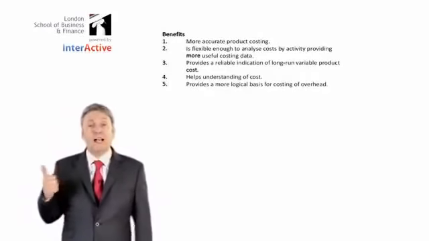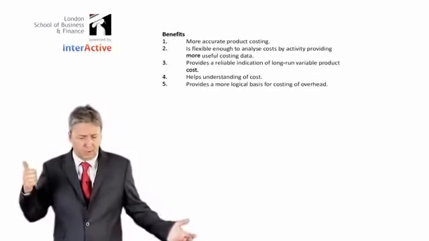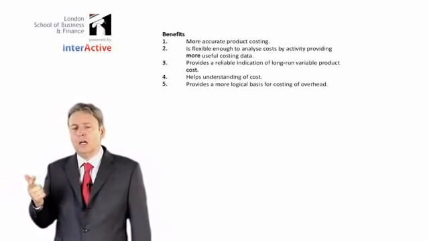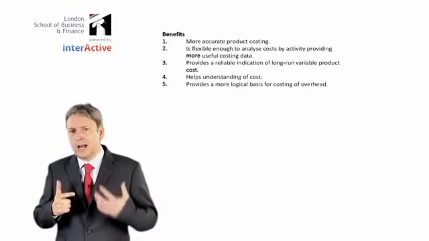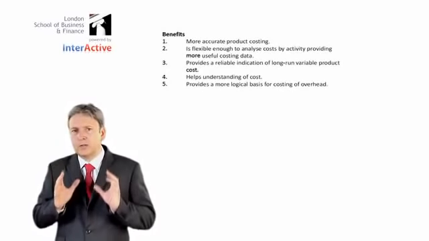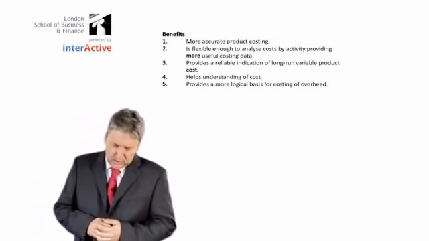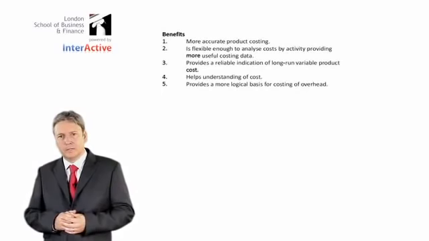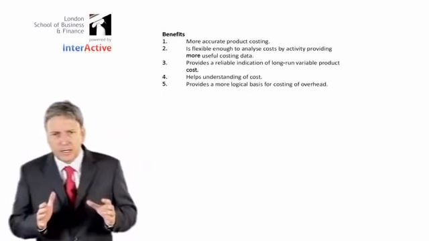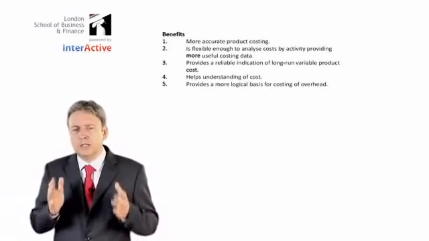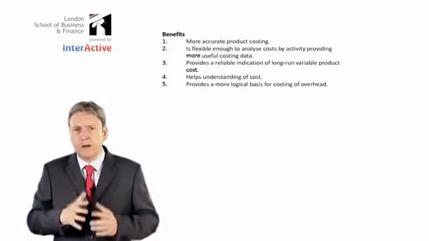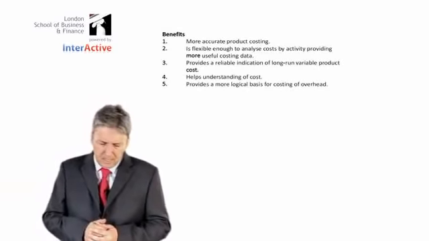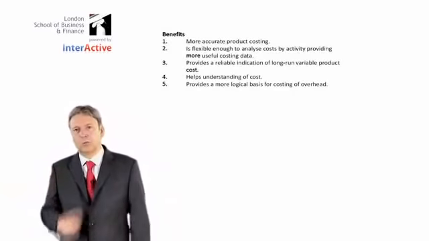Benefits. Well, more accurate product costing, that's the main benefit that we focus on. It's flexible enough to analyse costs by activity. So, because we've analysed the cost in an accurate manner, we can use that analysis to better understand how it all works. It gives you a reliable indication of the long-run variable cost. Now, this is a fundamental assumption underpinning the whole of ABC. The assumption is that every cost is variable, providing we take it over a long enough time period. Okay? Helps understanding and provides a more logical basis for costing.